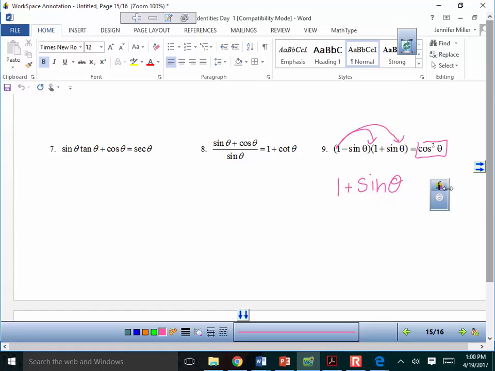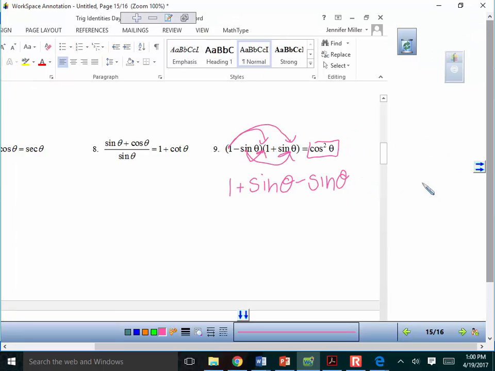And then we're going to distribute negative sine of theta to each term as well. So negative sine of theta times 1 is negative sine of theta. Very good. And negative sine of theta times positive sine of theta is negative sine squared theta, right? Okay, so where do we go from here? What do we do with our sine of theta and our negative sine of theta? And we're just left with 1 minus the sine squared of theta, correct?